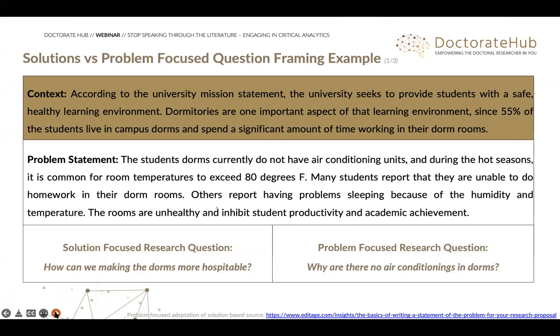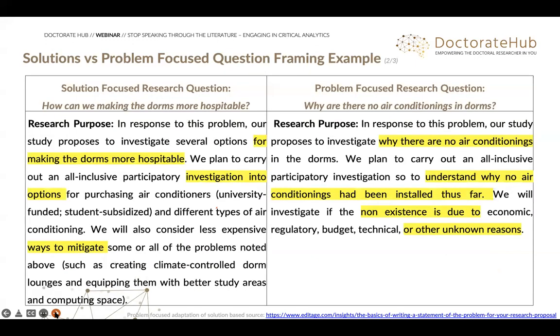Now, I could ask a solution-focused or a problem-focused research question. If I ask a solution-focused question, then I would ask, how can we make the dorms more hospitable? While if I look into the problem, then I would ask, why are there no air conditionings in the dorms in the first place? And depending on the question, the research purpose will be very different. If we have a solution focus, we will be focusing on how to make the dorms more hospitable. So we will investigate options for purchasing air conditioners and the different types of air conditionings. We will look at ways to mitigate the problem.